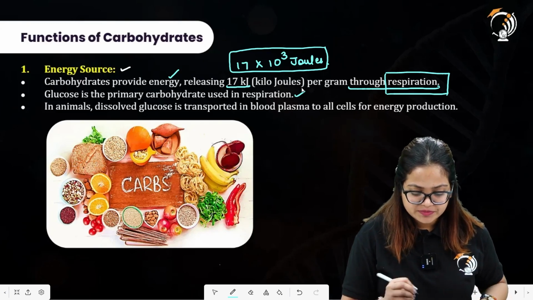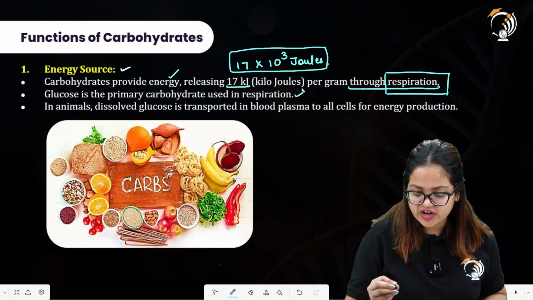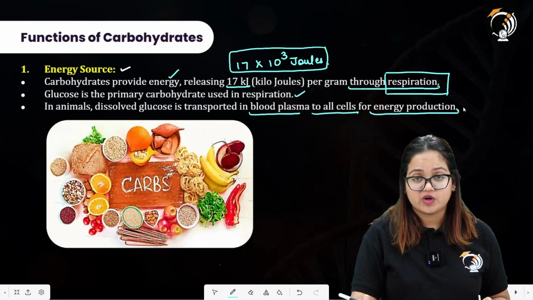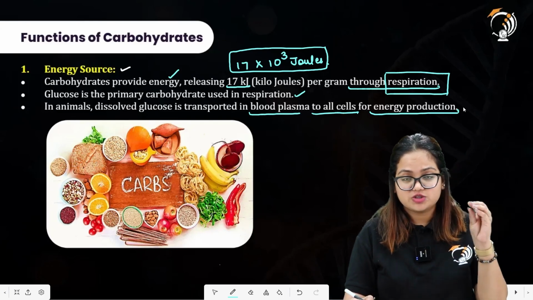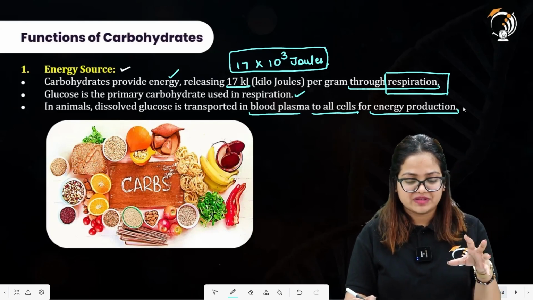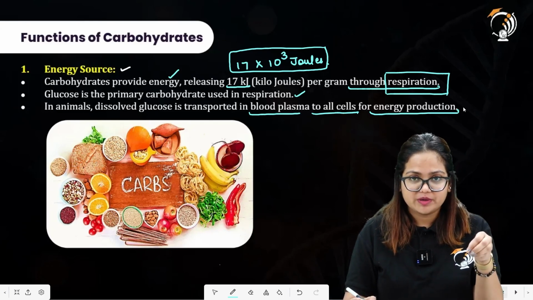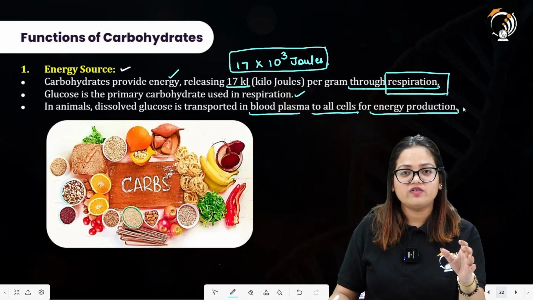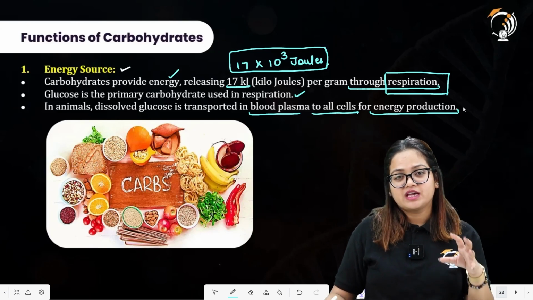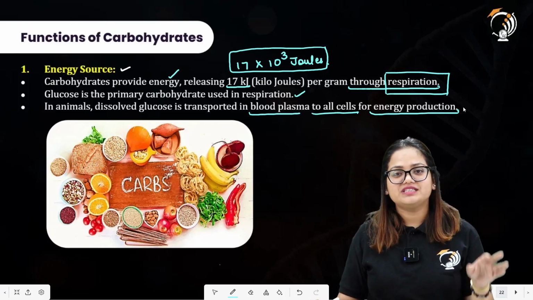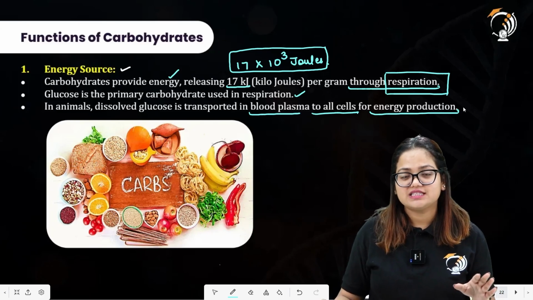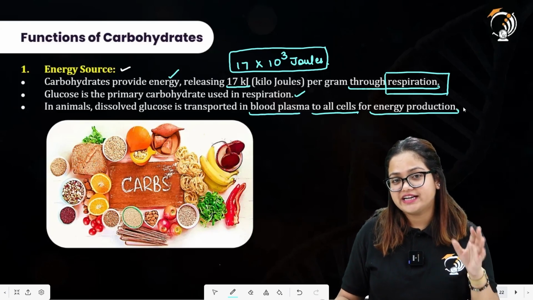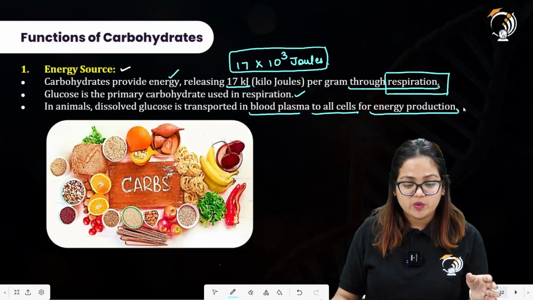In animals, dissolved glucose is transported in the blood plasma to all cells for energy production. So, where does this dissolved glucose term come from? Basically, in the digestion process, there is this region of the small intestine where the complete digestion of all the food components is occurring. Now, these small intestines are richly supplied with blood vessels. The food components are directly diffusing into the blood. One of those is glucose.